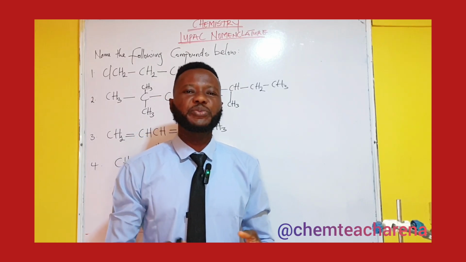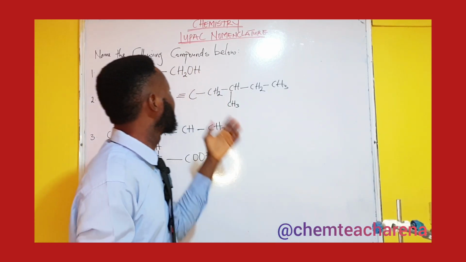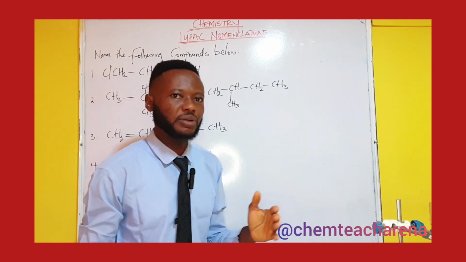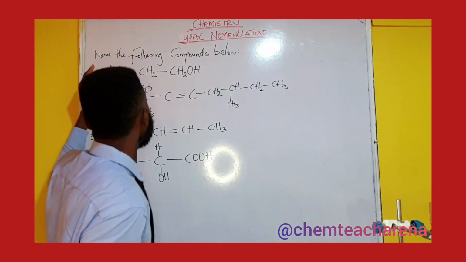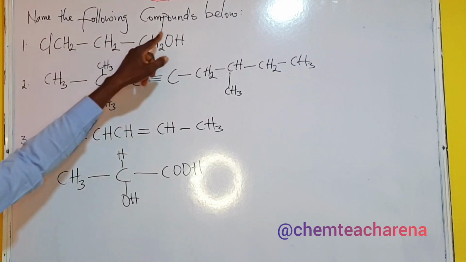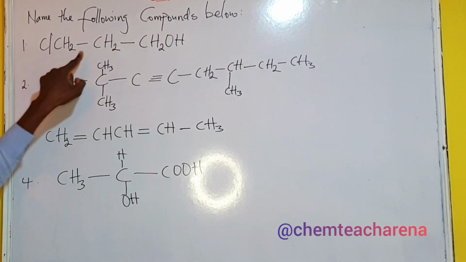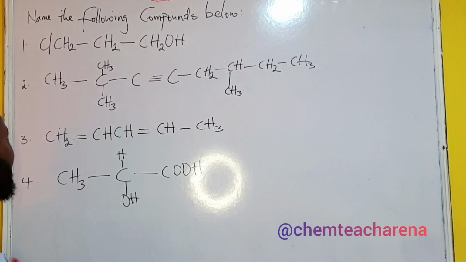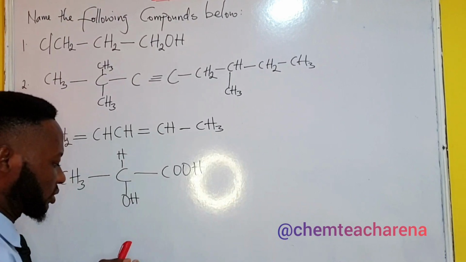Hello students, today we'll be answering some questions on IUPAC nomenclature, how to name organic compounds. Question number 1 says, name the following compounds below. 1, we have this, 2, we have this, 3 and 4. So let's start with the answer to question number 1.